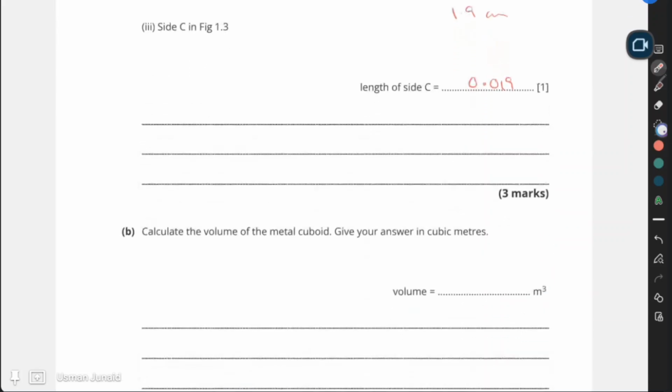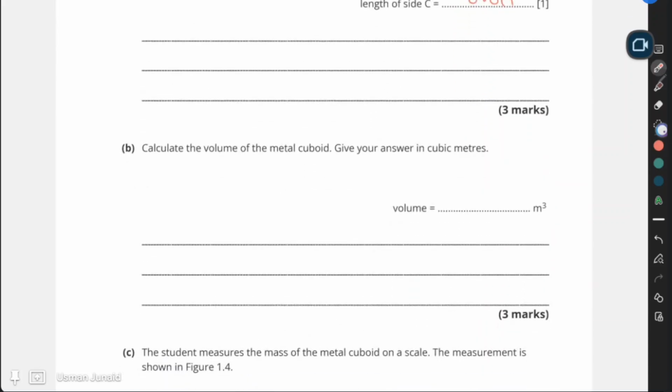Calculate the volume of the metal cuboid and give your answer in cubic meters. So what will we do? How do you find the volume? Do you know how? Volume is length into breadth into height. Okay. So you will multiply all three of these values. So 0.074 multiplied by 0.04 multiplied by 0.019. Can you give me the value?